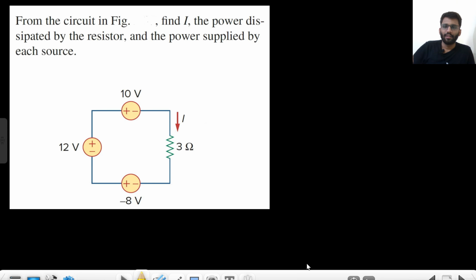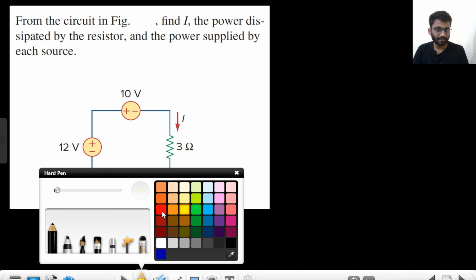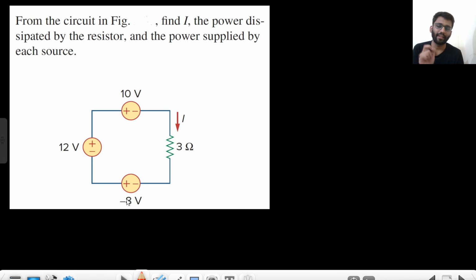Now in this question, you have to find the value of I, the power dissipated by the resistor, and the power supplied by each source. What will you do? You can take only one ground. Let's assume I am taking ground here. I start from this point. What is the potential of this point? 12 volt. What is the potential of this point? 12 minus 10, that means 2 volt.